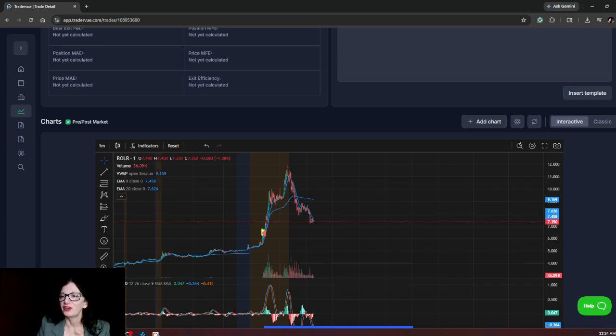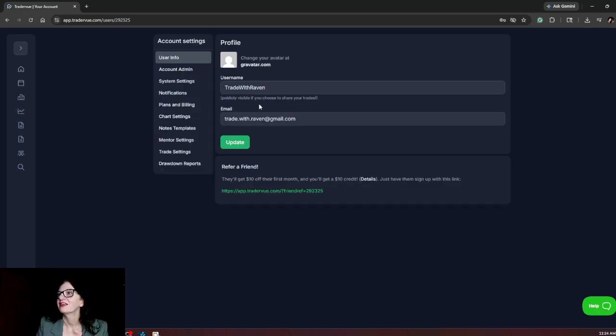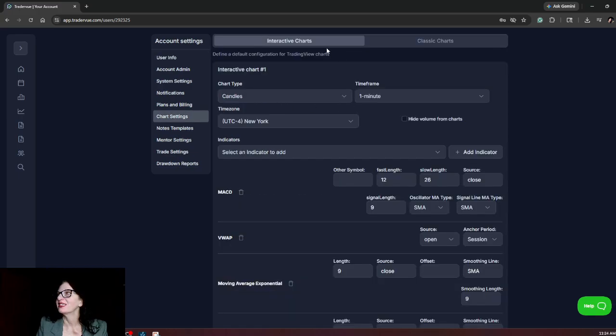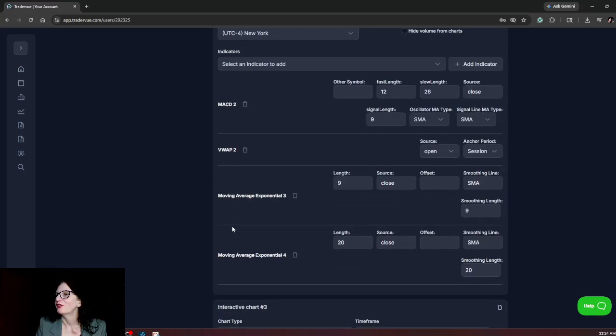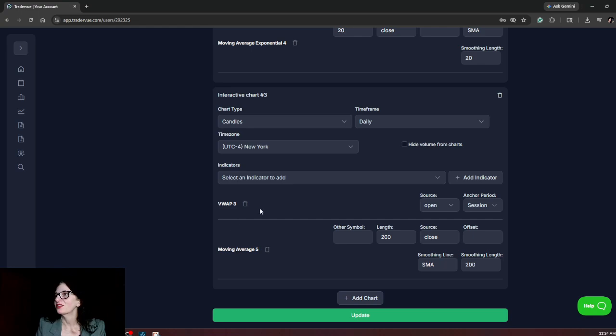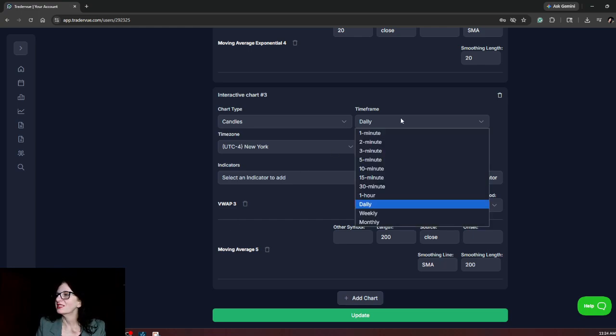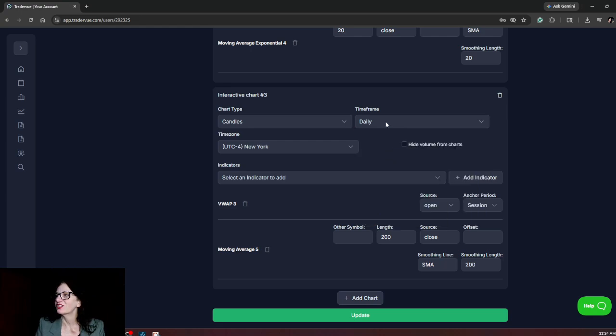And in TradingView, if I go to my settings and I go to chart settings, it gives you this option for creating interactive charts. So I'm kind of curious. Let's see. It does not give me an option for a 10-second chart. That's kind of a bummer because I would like to see that. But in any case, let's go back to my trades.